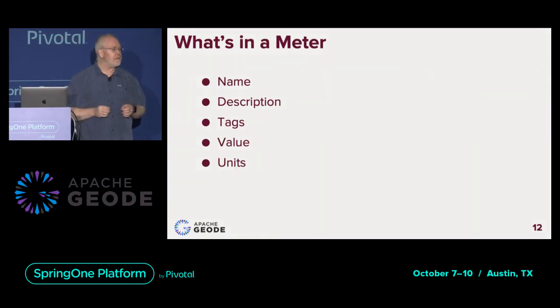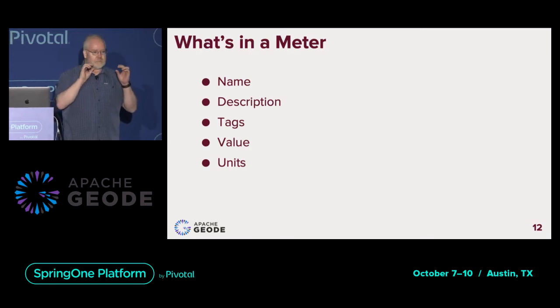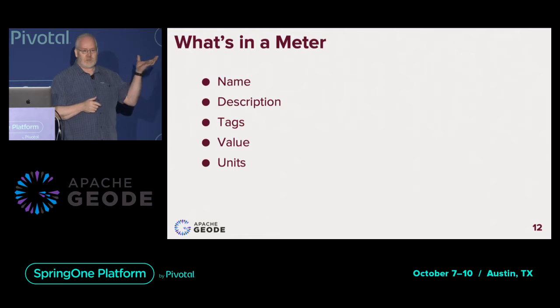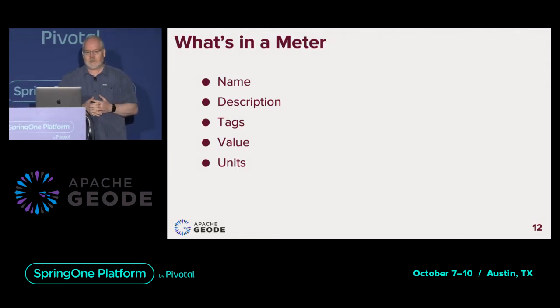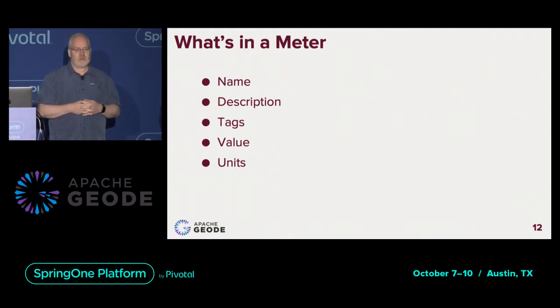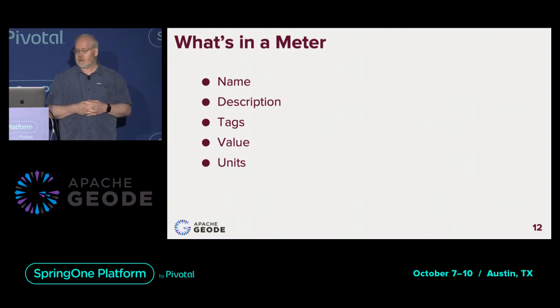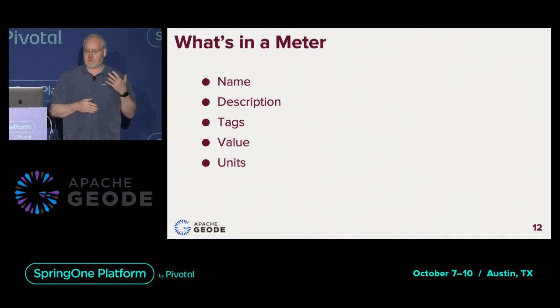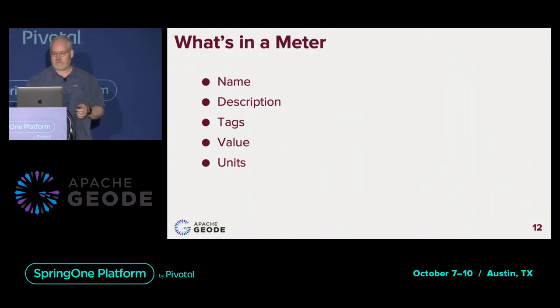What information do you get in a meter? One thing you get is a name, which is a brief summary of the kind of information that the meter measures. There's also a full text description of what the meter measures. Every meter can include any number of tags, and we'll talk a lot more about tags over the next few slides. Of course, a meter records the most recently measured value, and it also tells you what units those values are measured in, whether it be bytes or seconds or firkins per fortnight or whatever your favorite unit of measure is.